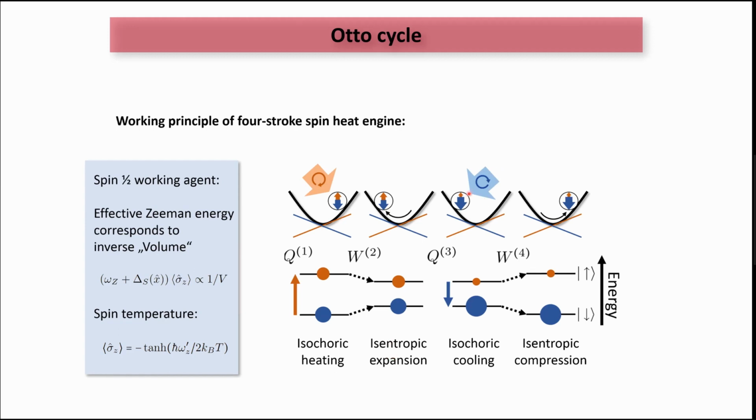Then we do optical pumping in the opposite direction, which is isochoric cooling. And then in the fourth stroke, the ion again goes from the left to the right. The energy spacing increases, so this is isentropic compression. So this is a perfectly justified analogy to the Otto cycle, but the interesting feature here is this is the most microscopic system which you can think of, namely a two-level system. So the operation of this heat engine will be subject to quantum projection noise, because that's a two-level system.